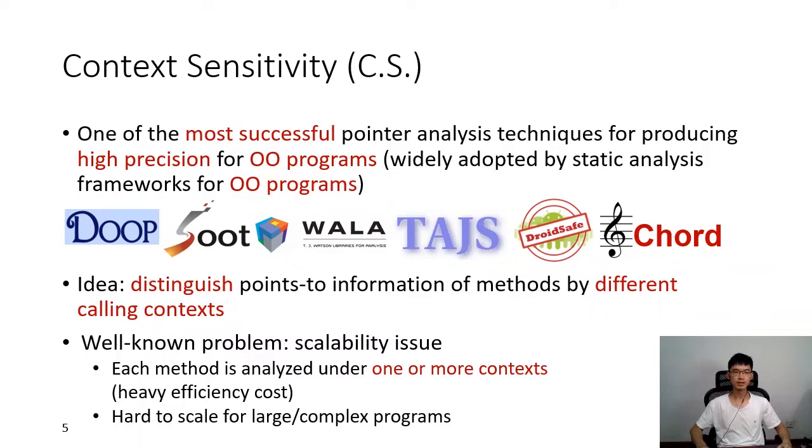Although CS can significantly improve precision, it suffers from a well-known problem, the scalability issue. In a context-sensitive analysis, each method is analyzed under one or more contexts. This may cause heavy efficiency cost, which makes it hard to scale for large and complex programs. Here, when I say an analysis can scale for a program, it means that the analysis can finish for the program within a reasonable time budget.